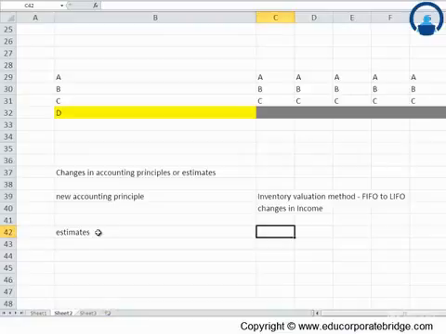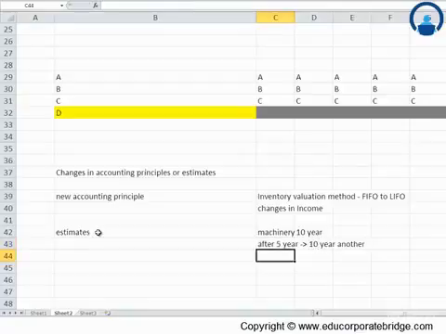An example can be that, let's say, a company is using a machinery and they may have earlier estimated that the useful life would be 10 years. Maybe after 5 years or so they realized that the machinery has another 10 years to live. So there can be a change in accounting estimates, and these changes in accounting estimates actually result in the corresponding changes in the income statement.